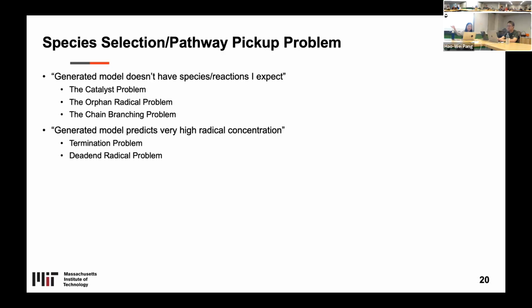So among these two complaints, there are actually different problems. For the generated model that doesn't have the reaction or species that we expect, there are 3 different scenarios. And for the model that predicts very high radical concentration, there are like 2 different scenarios.